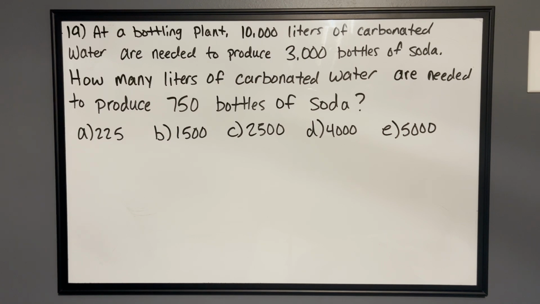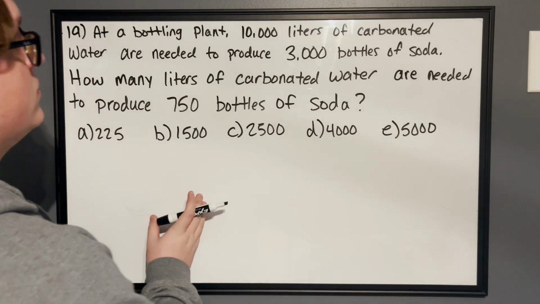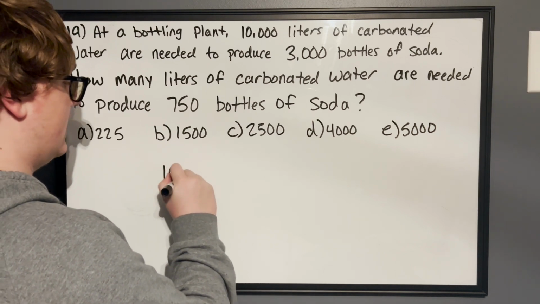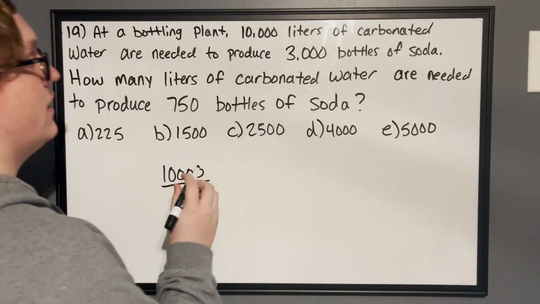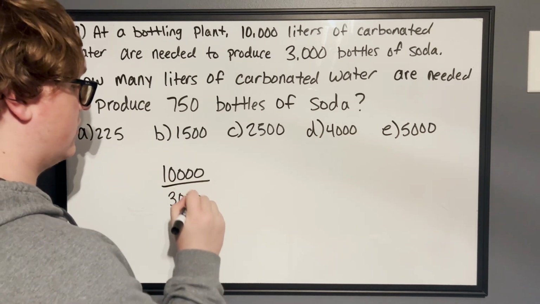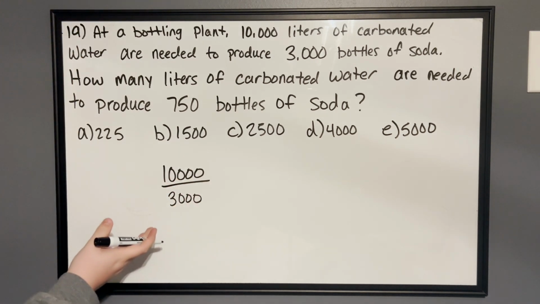Okay, so here we have question number 19 that says, at a bottling plant, 10,000 liters of carbonated water are needed to produce 3,000 bottles of soda. How many liters of carbonated water are needed to produce 750 bottles of soda? Now this question, we're going to make a proportion. So we're going to have the top equal to the number of liters of carbonated water. So we know it needs 10,000 to make, on the bottom, the bottles of soda. So 3,000. So 10,000 liters of carbonated water makes 3,000 bottles of soda.